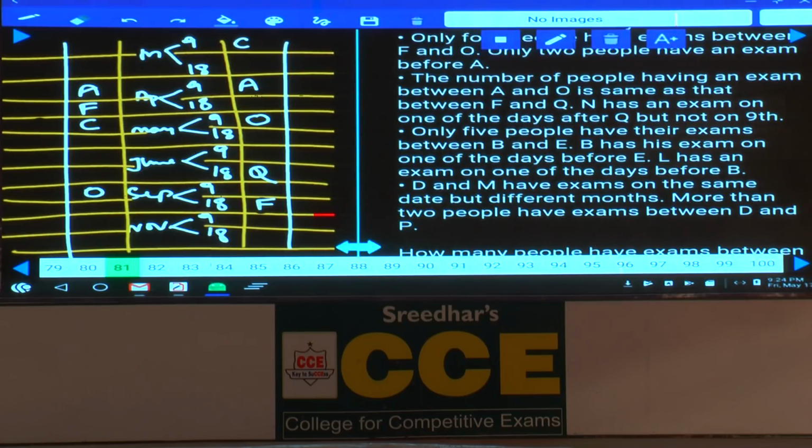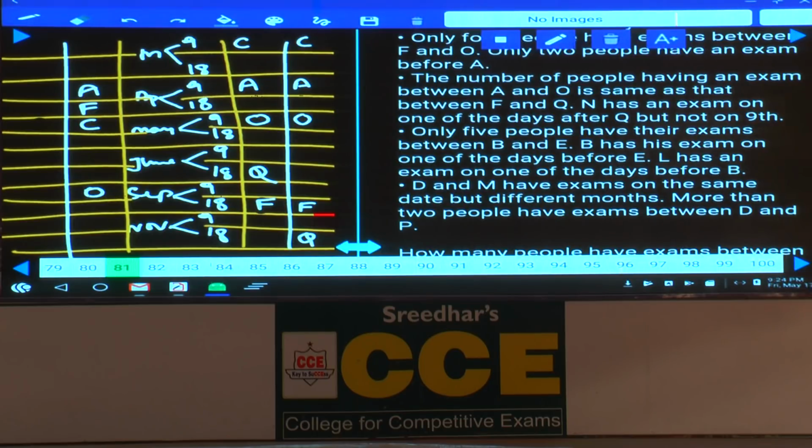June 18th, or what is the other possibility we have? C, A, and this is O, and this is F, and Q can be here. Now the number of people in between A and O equals the number between F and Q. A and O is 1, F and Q is 1.